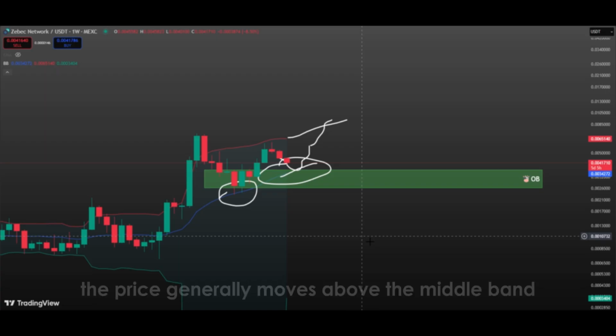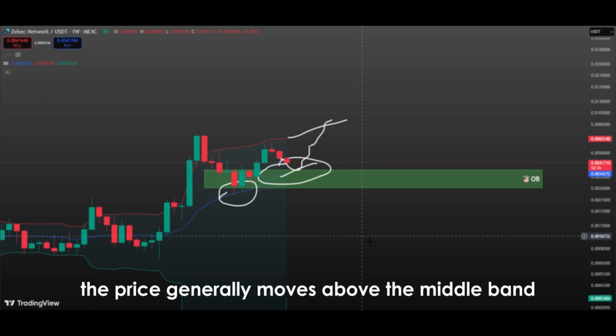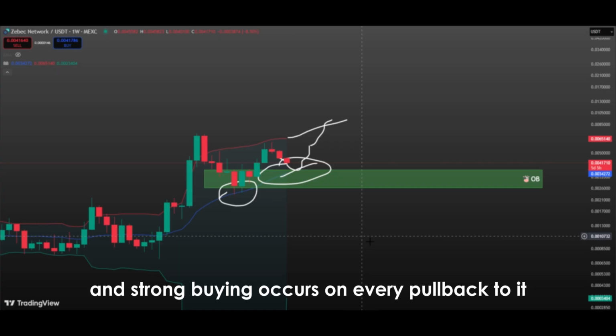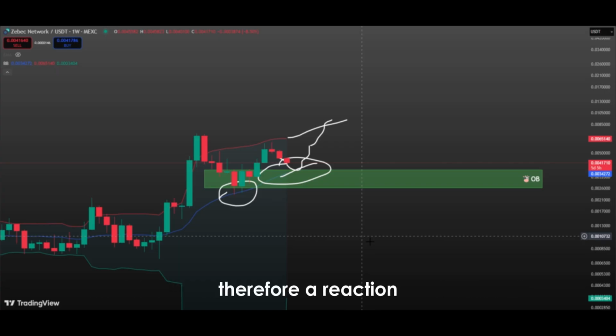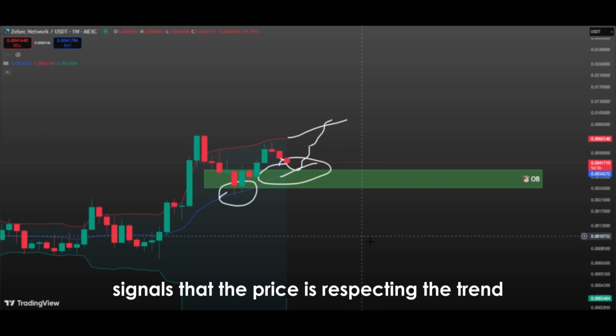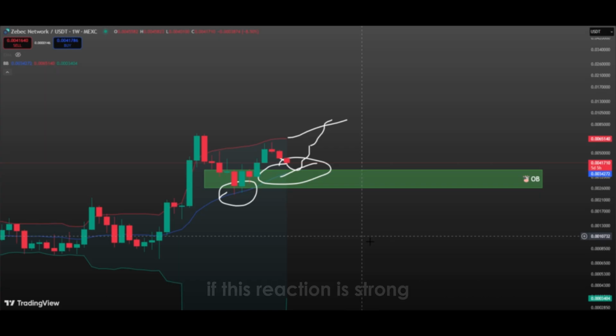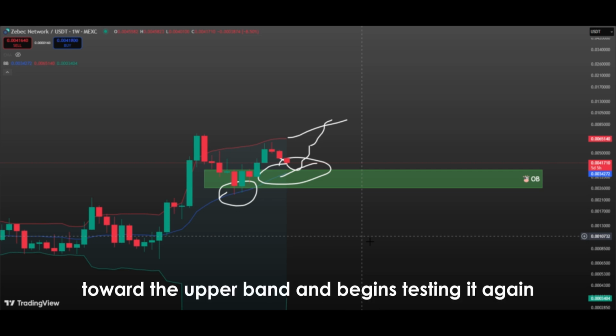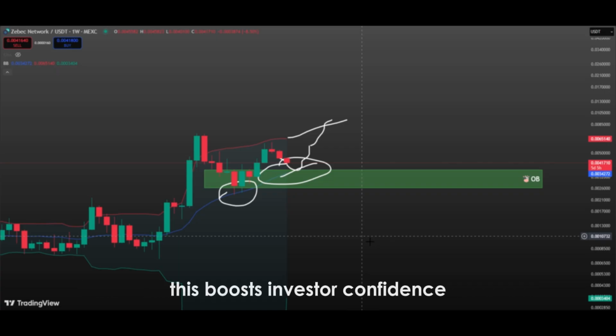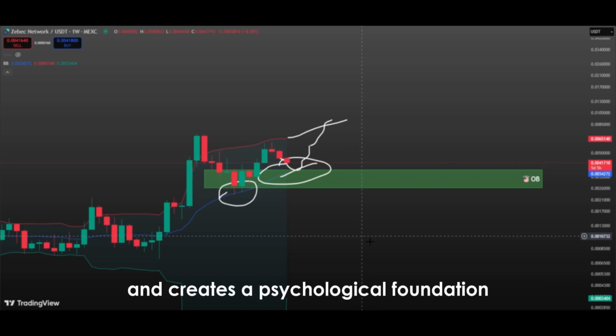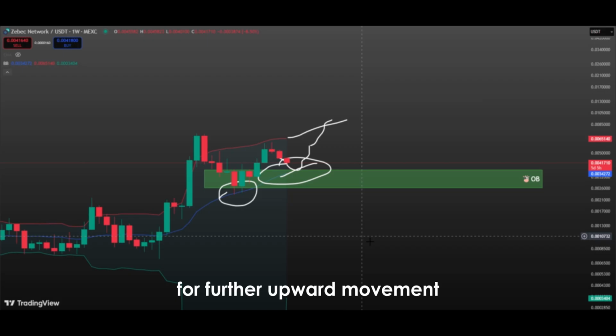In an uptrend, the price generally moves above the middle band and strong buying occurs on every pullback to it. Therefore, a reaction from the middle band signals that the price is respecting the trend and the upward movement is likely to continue. If this reaction is strong, the price quickly heads back toward the upper band and begins testing it again. This boosts investor confidence and creates a psychological foundation for further upward movement.